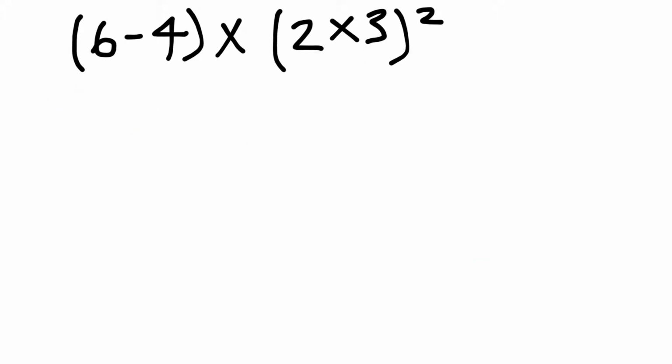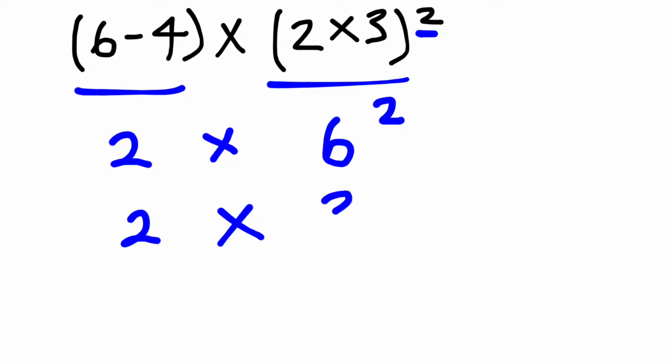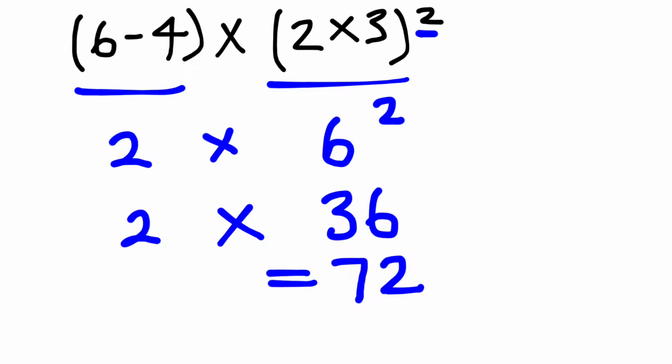So now we've got another example. So again, look for brackets, and we have 2 brackets right here. So we need to do 6 minus 4, which equals 2, times by 2 times 3, which is 6. And here we have an indice, so that needs to be the next thing we do. So we need to do 6 squared. So we're doing 2 times 6 squared, which is 36. And that would give us 72. And that is our final answer.